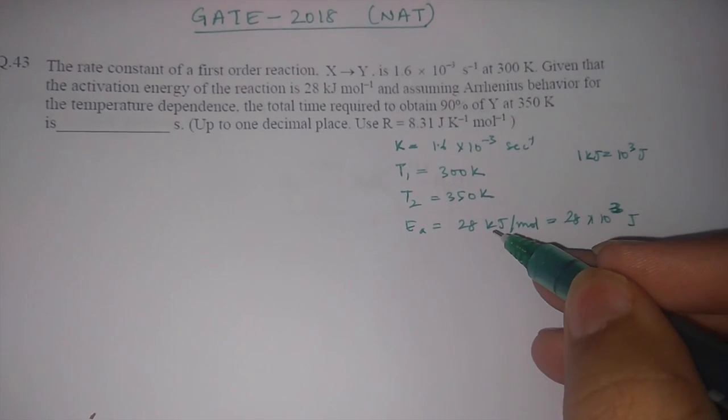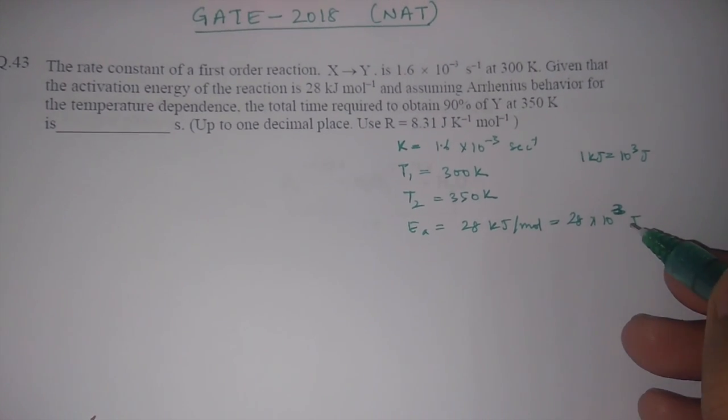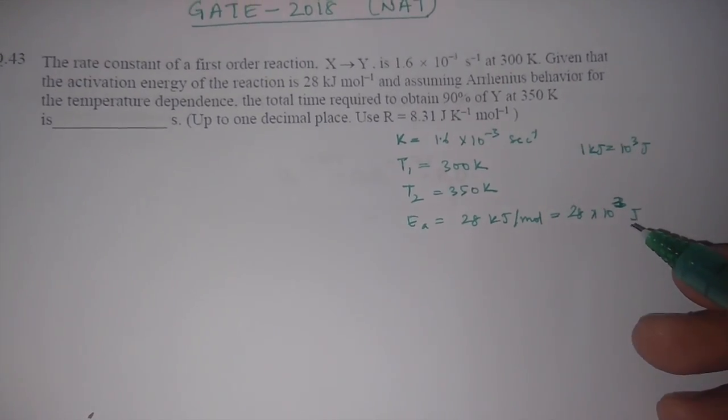Whenever you are going from a bigger unit to a smaller unit, the power will be positive. Whenever you are going from a smaller unit to a bigger unit, the power will be negative. So that's how it works. So these are the things given to you.